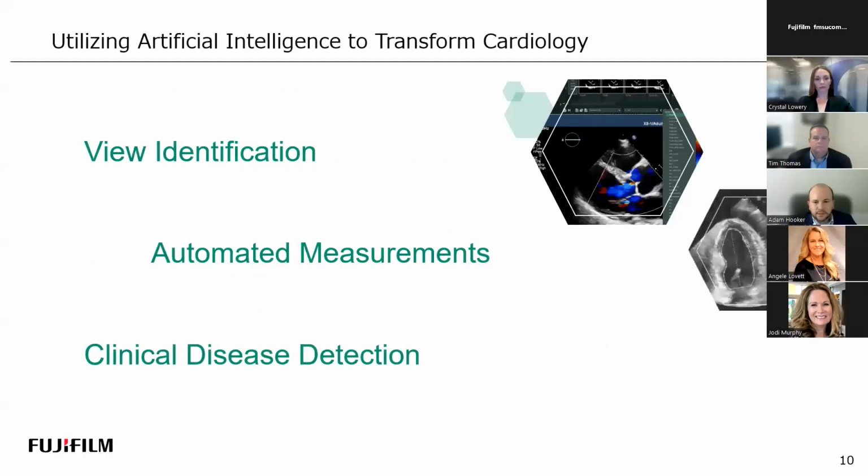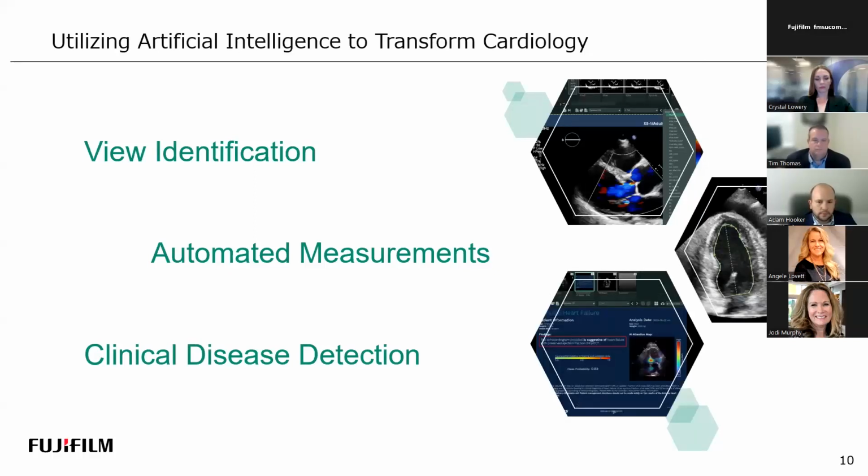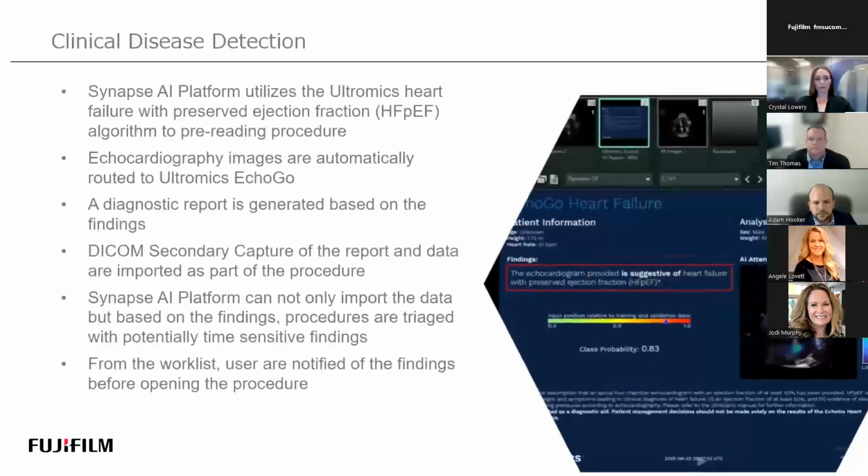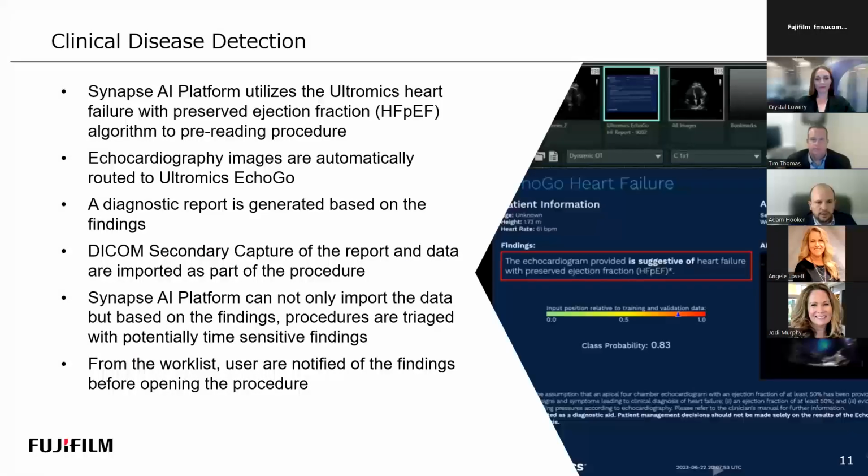And finally, the last thing we want to talk about from what we're working on in FUJIFILM is our ability to detect clinical disease. Certainly the most important one we're wanting to highlight today is, again, our integration with Ultromics and their ability to identify heart failure with preserved ejection fraction through their EchoGo application. As you remember earlier, we had that diagram where it talked about how we can route those images automatically to Ultromics and begin that analysis. And that's the goal with this clinical disease detection that we're working to integrate.